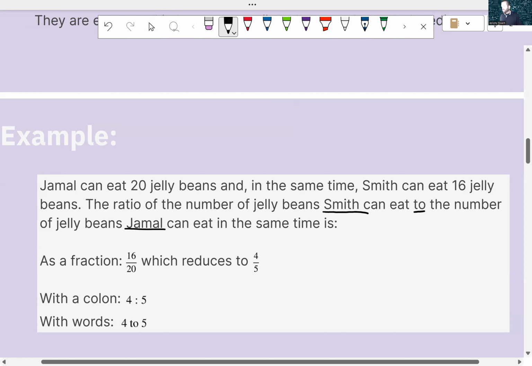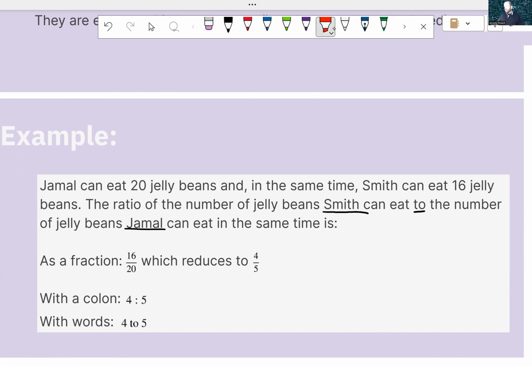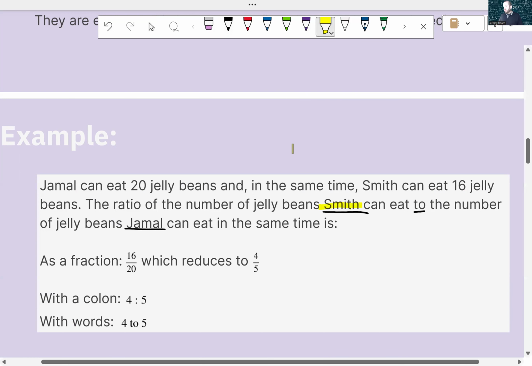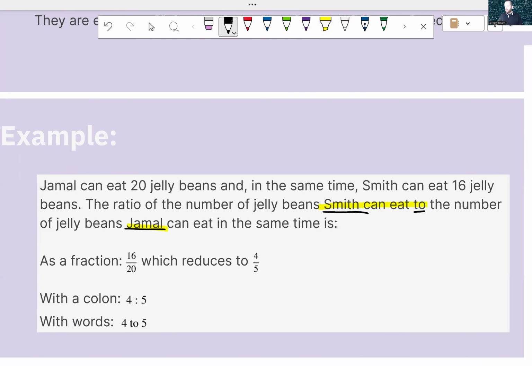to Jamal. So even though Jamal's is first in the word problem here and Smith's is second, when we're comparing the ratio with Smith and Jamal, it says Smith to Jamal. So we have to write this in the other order. So it's going to be 16 to 20 or 16 over 20. And this reduces to 4 over 5.